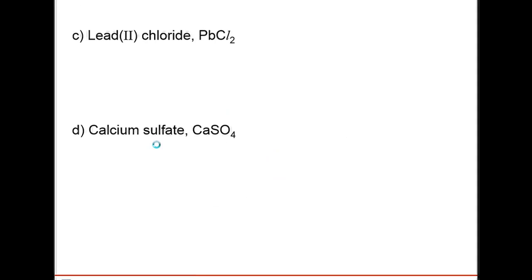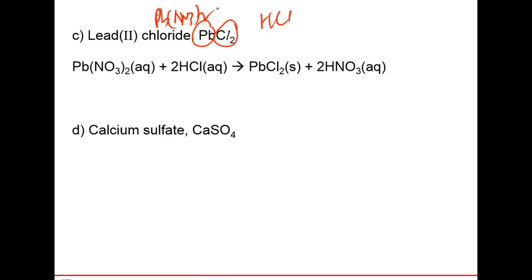Part C, lead(II) chloride, PbCl2. This is also insoluble in water. This is a white precipitate. So Cl comes from HCl, lead again from lead nitrate, and you have the equation as follows.